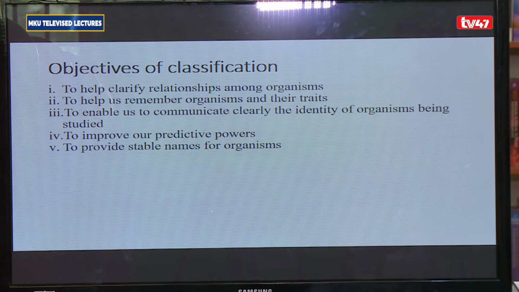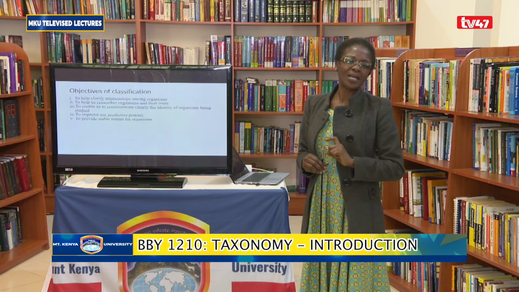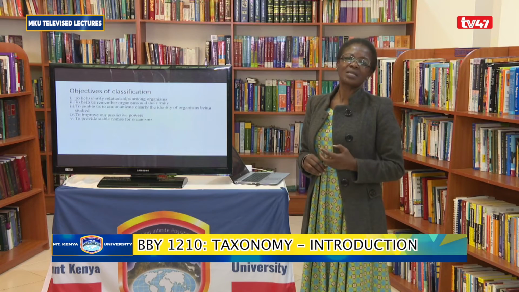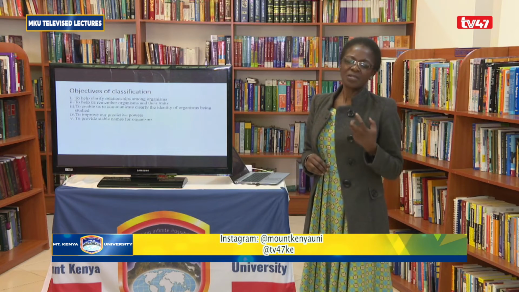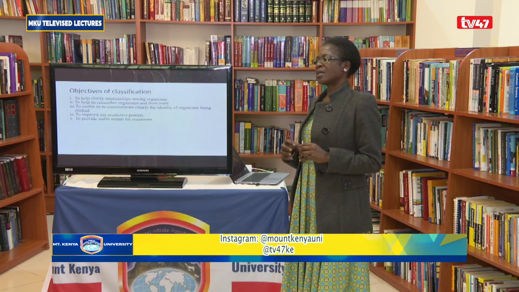Now, if you're to talk about the importance of classification, the importance of classification is derived from the objectives of classification. If you are to say where classification is important, we could simply say it is important because it helps us to clarify the relationship among organisms. It is important because it helps us to remember organisms and their traits. It is important because it enables us to communicate clearly the identity of an organism being studied. It is important because it improves our predictive powers. Classification is important because it provides stable names to living things. So the importance of classification can be directly derived from the objectives of classification.